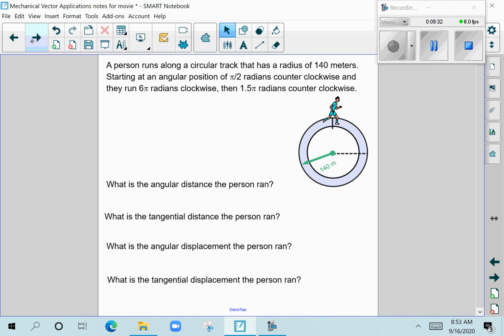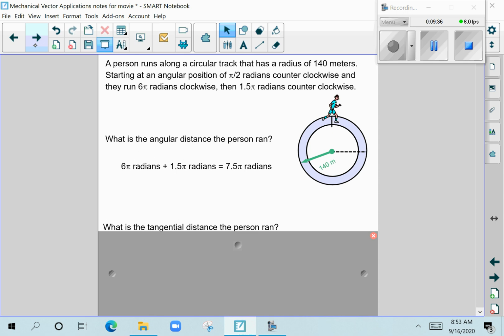Distance, that's just how far I've traveled. So I'm going to look at my radians simply because I'm looking at my angular distance. So the person ran 6 pi, then they ran 1.5 pi. So in the end, that's 7.5 pi that they ran. What about their starting position? That has nothing to do with how far they traveled. That's just their arbitrary starting point. I need to know that for where they end up, but not how far they've traveled.